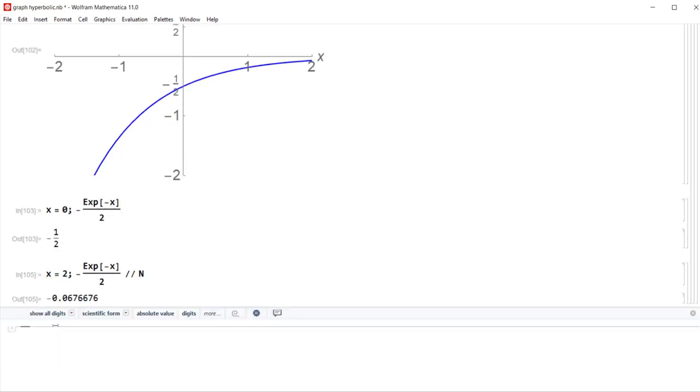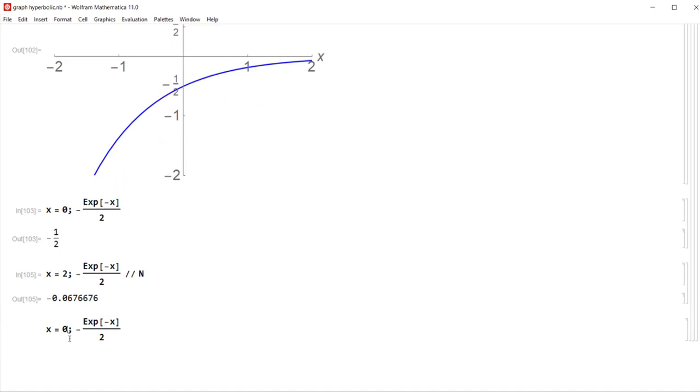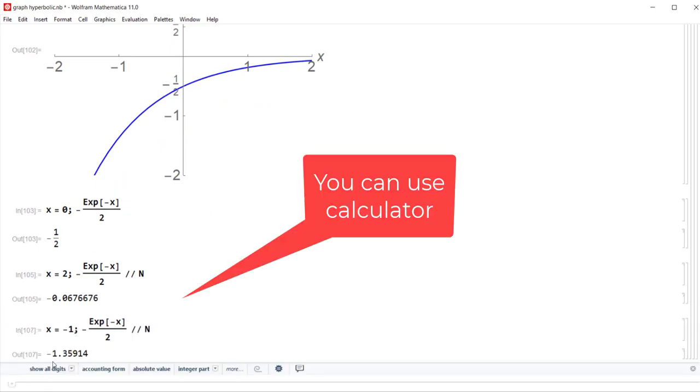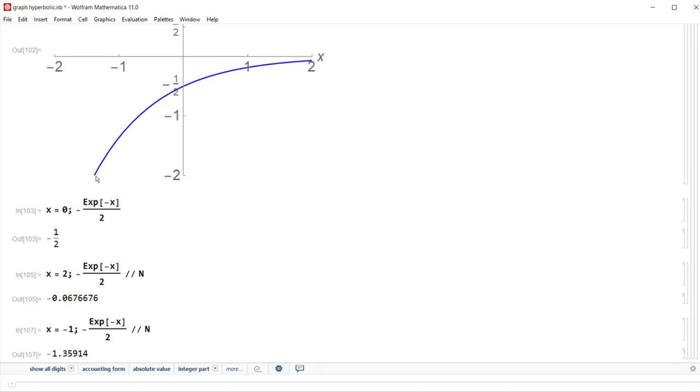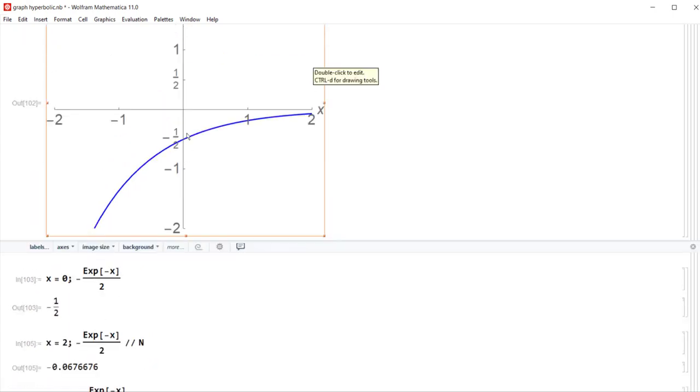Then let's say x equal to negative 1, you get negative 1.3 something, and you can try so on. So you know the values are here, here and here, and you can plot the graph. This one is an exponential function, so the graph is like this.